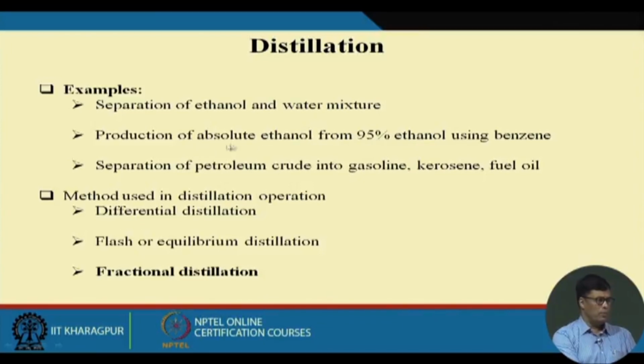So if you want to produce absolute alcohol, which contains 100% alcohol, we use benzene as a solvent, and then and only then can we produce the absolute alcohol. Separation of petroleum crude into gasoline, kerosene and fuel oil can also be done through the distillation process. Methods used for distillation are differential distillation, flash or equilibrium distillation, and fractional distillation. Fractional distillation is largely used by the industry, so that we can collect the different fractions after distillation.